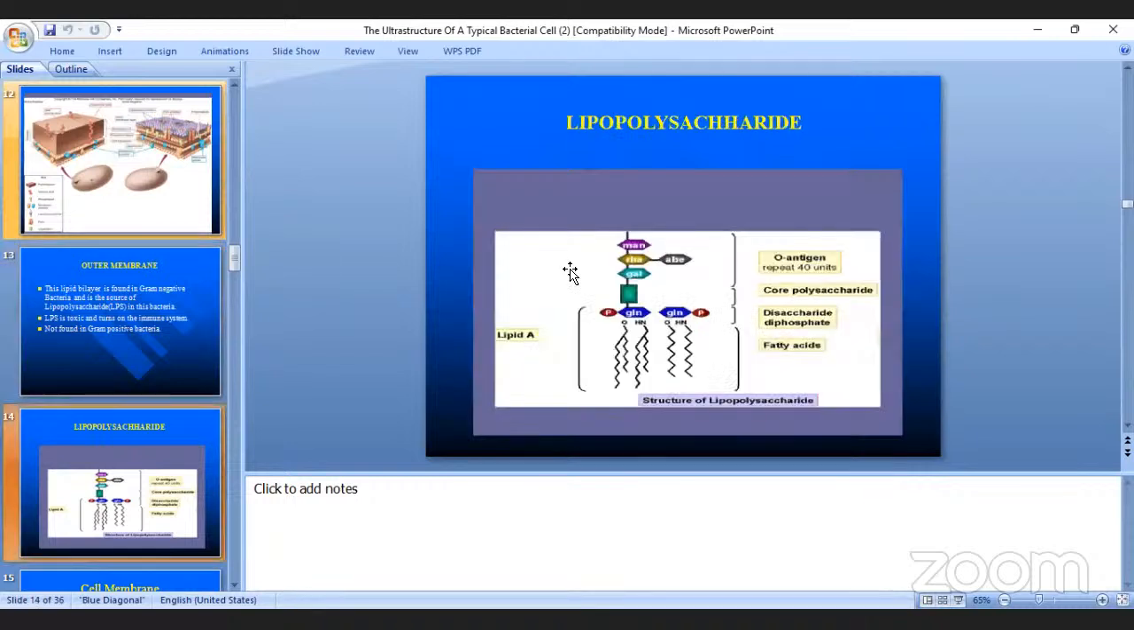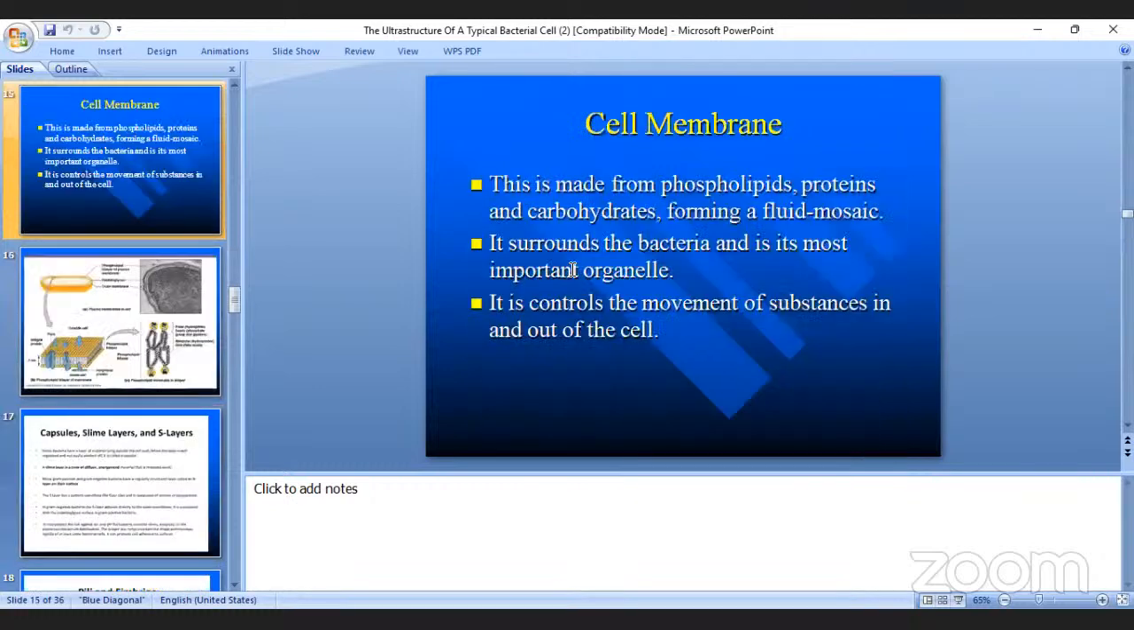Now, lipopolysaccharide is not an important one. Cell membrane. So this is the order. Cell wall first. On either side of the cell wall: on the outer side the slime layer or outer layer, on the inner side the cell membrane. Are you able to see the cell membrane slide?